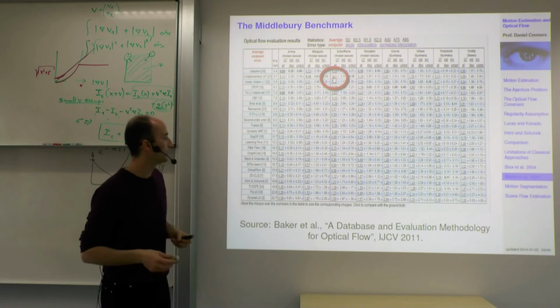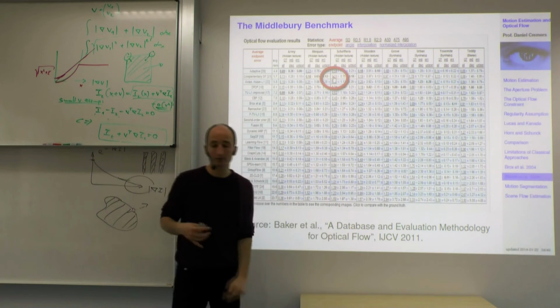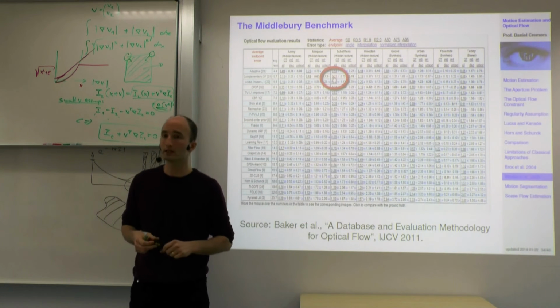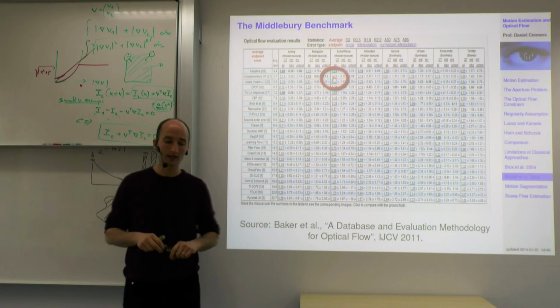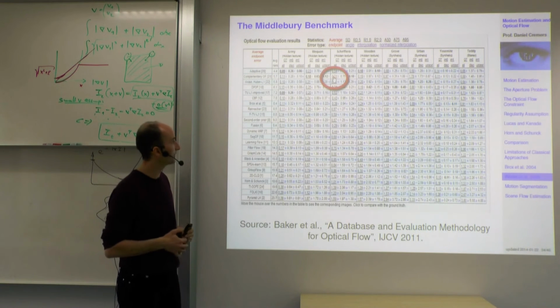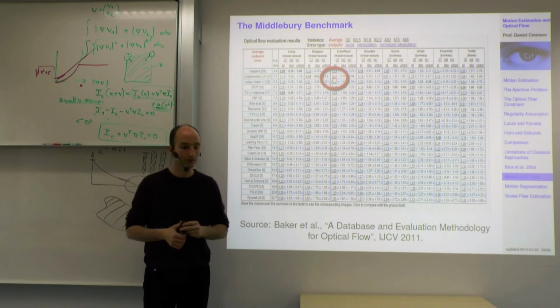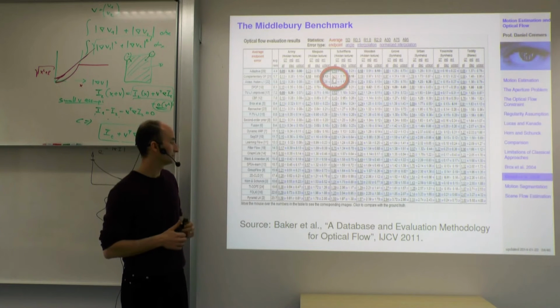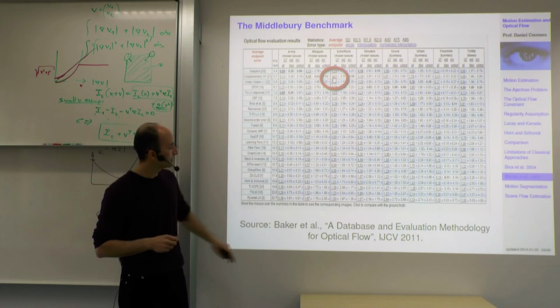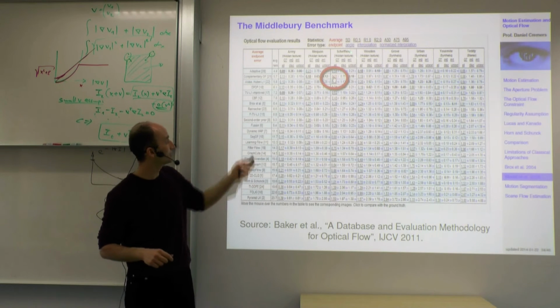There are actually tons of benchmarks for optical flow that have been proposed over 20 years by now, and new benchmarks come up every year. In fact, 2 or 3 more benchmarks appeared in the last 2 years. But this is a benchmark that was used extensively. It's called the Middlebury Benchmark.